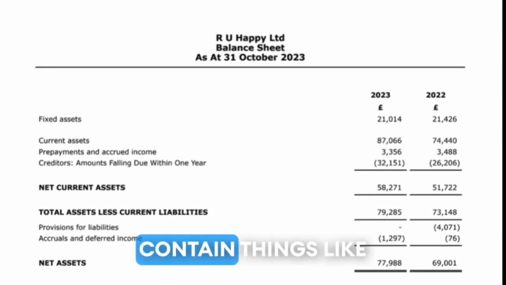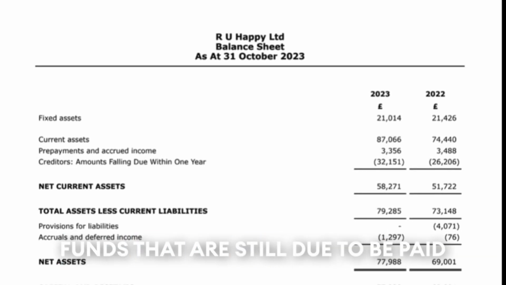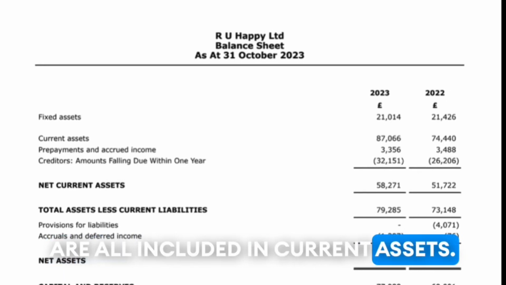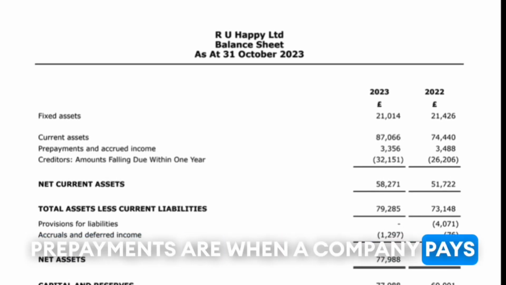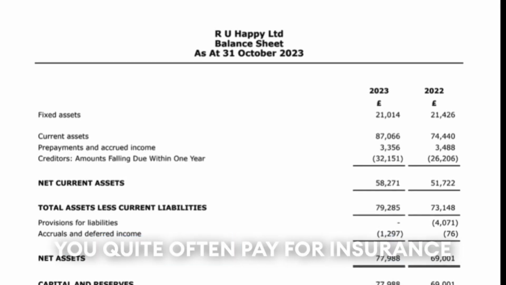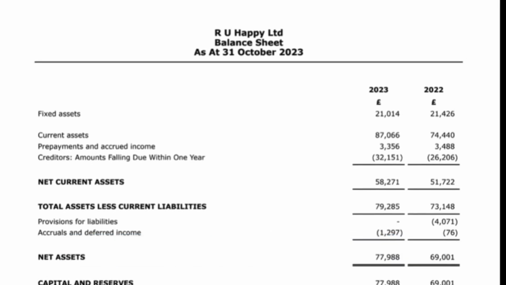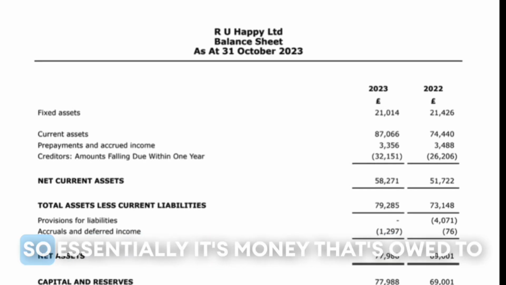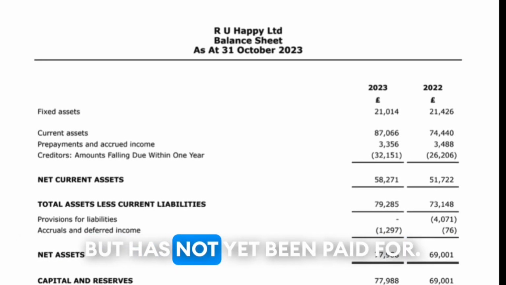And current assets contain things like the money that's in the bank, any cash in hand, any funds that are still due to be paid to you from your customers are all included in current assets. We have prepayments and accrued income. Prepayments are when a company pays for something before it actually receives it, such as insurance, for instance. You quite often pay for insurance in advance. So prepayments account for these types of cost. And accrued income refers to income that has been earned but hasn't yet been received. So essentially it's money that's owed to the company for services or goods provided but has not yet been paid for.